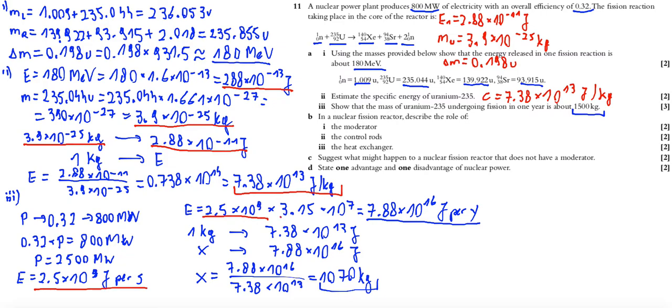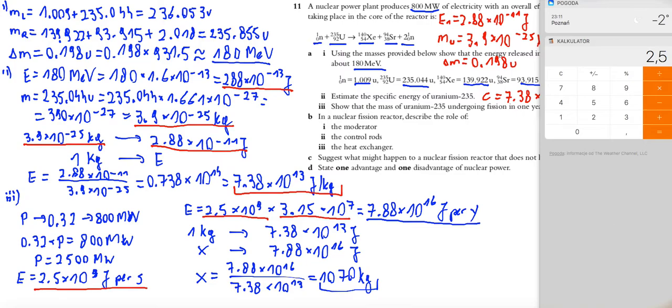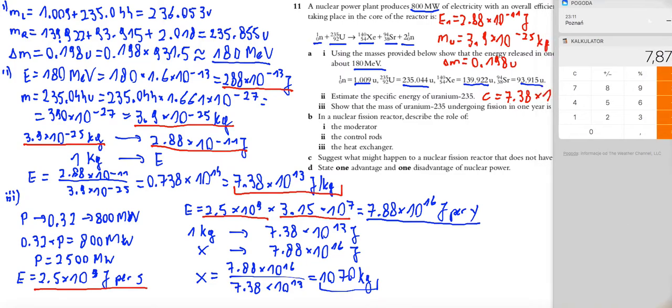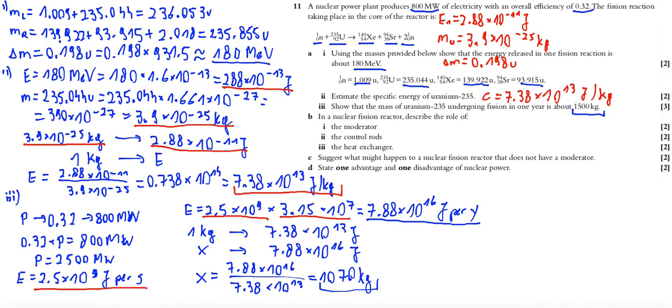I have 3.15 times 10 to the power of 7, and 2.5 times 3.15 gives 7.88 times 10 to the power of 16. One kilogram releases 7.38 and x kilograms releases 7.88. I've checked without a calculator and still I have a result of 1770 kilograms, except the answer says 1500 kilograms.